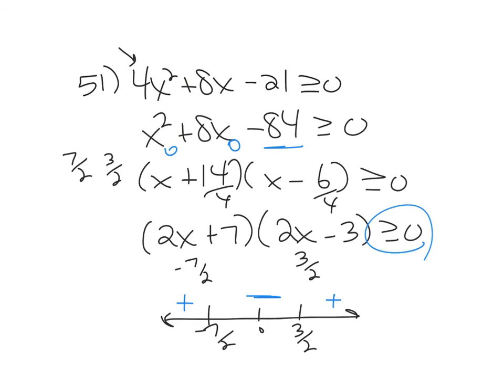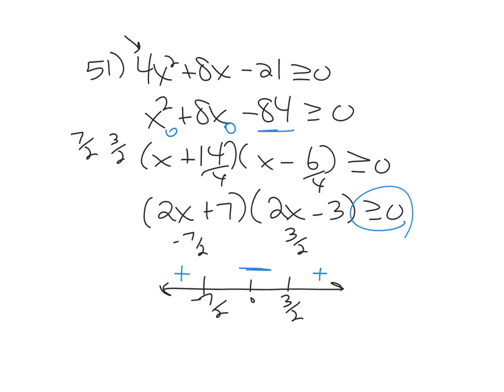What am I looking for? I'm looking for the positive because I got a greater than sign, which is here and here. So to write that, where's the shading? X is less than or equal to negative 7/2, or, don't forget your or, x is greater than or equal to 3/2. Hoping it's starting to make some sense.